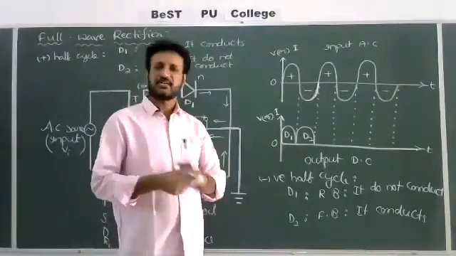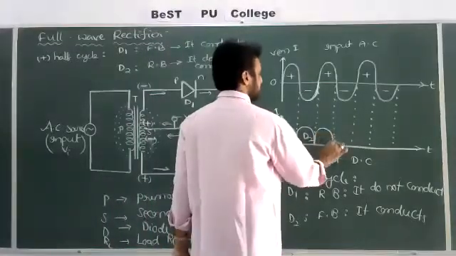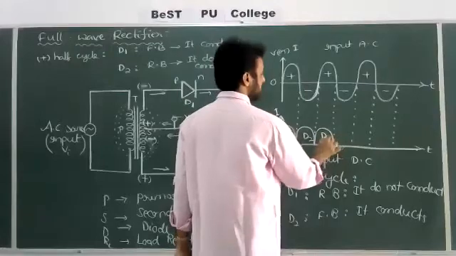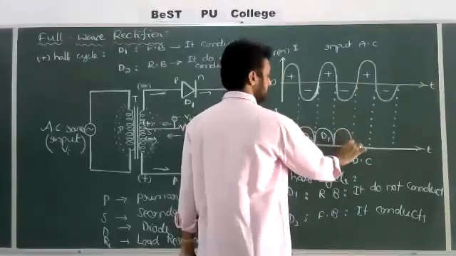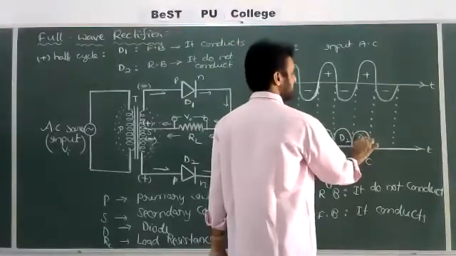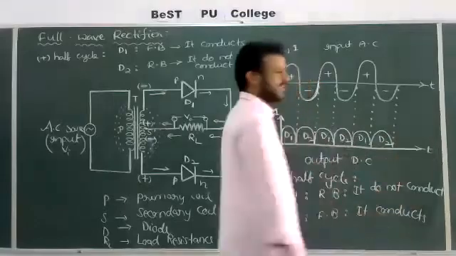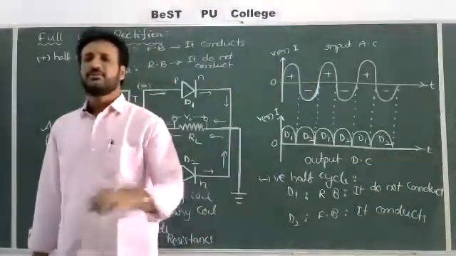Again, next half cycle, what will happen? D1 will allow the current. Next half cycle, the next negative half cycle, D2 will allow the current. Again, next half cycle, D1 will allow the current. Next half cycle, D2 will allow the current. In this way, the full AC is converted into DC.